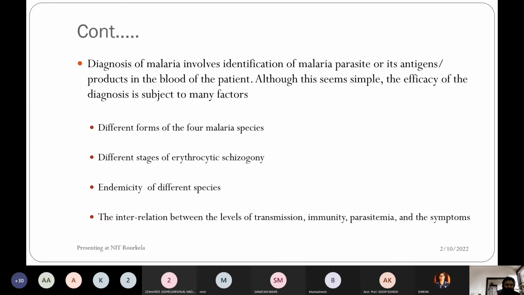Okay, so there is endemicity and the interrelation between the level of transmission and immunity, how much immunity the person has. Suppose one person has malaria, and a mosquito bites him, then that same mosquito flies to various places and bites different persons. Then all of them will be affected with the same malaria, right? That comes under transmission.